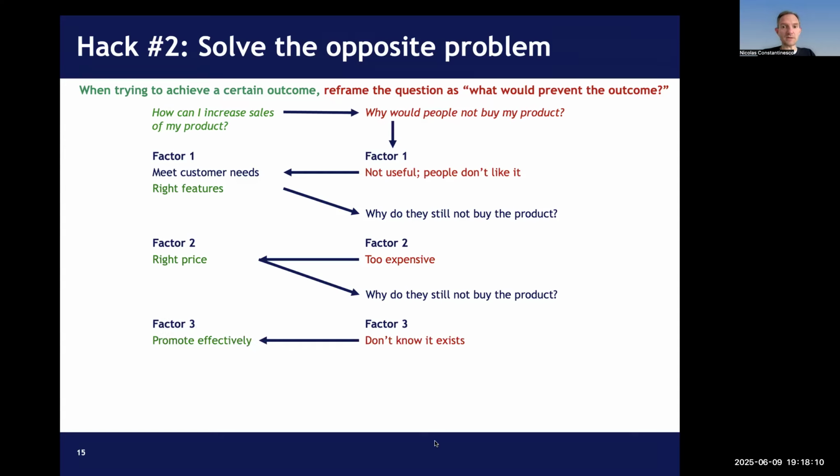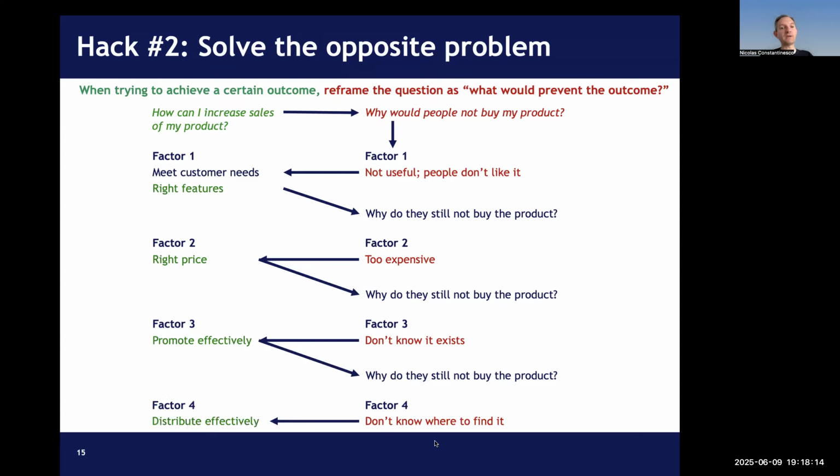What if they still don't buy the product? Maybe they don't know where to find it. So we need to distribute effectively. And so the point is, by reframing the problem as what would prevent this outcome, and then coming up with one reason, and then thinking, okay, let's imagine it's solved, and still the problem is still there. So we eliminate another blocker, and the problem is still there, and so on and so forth.